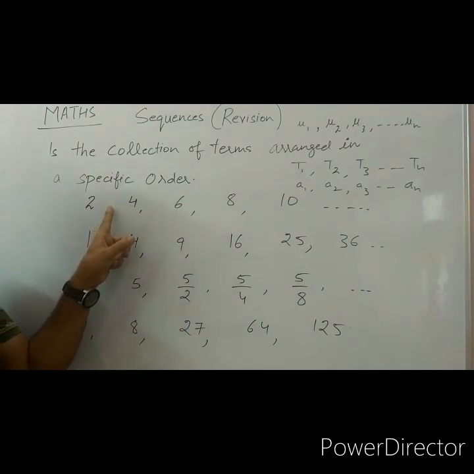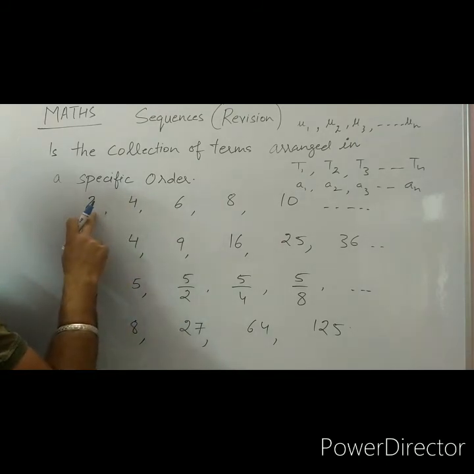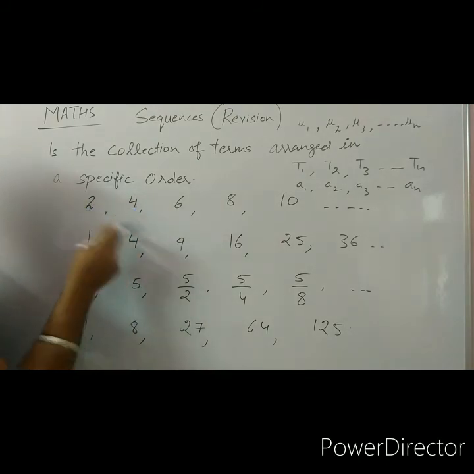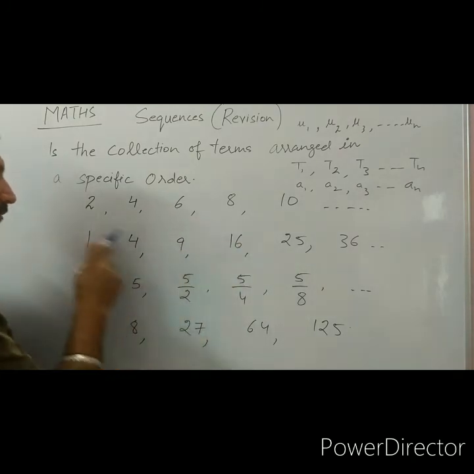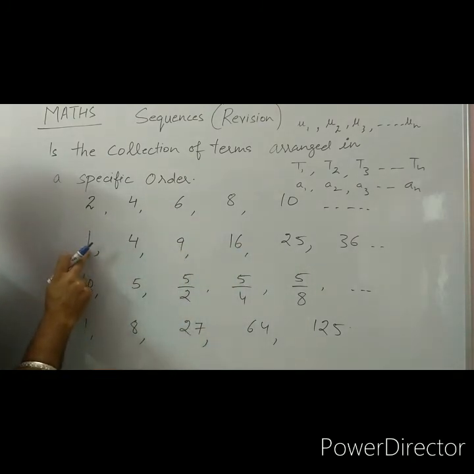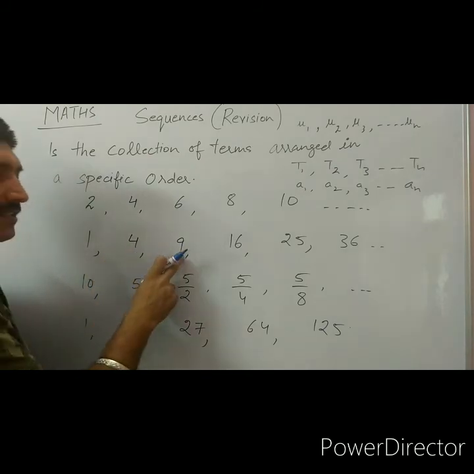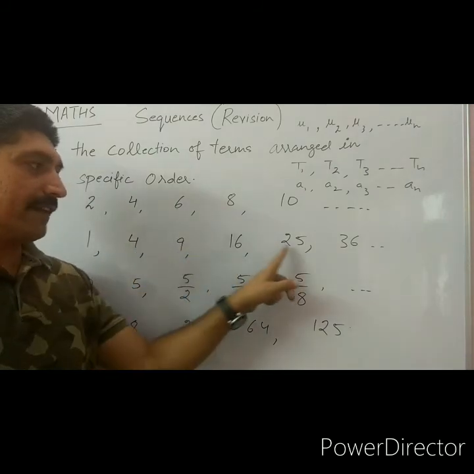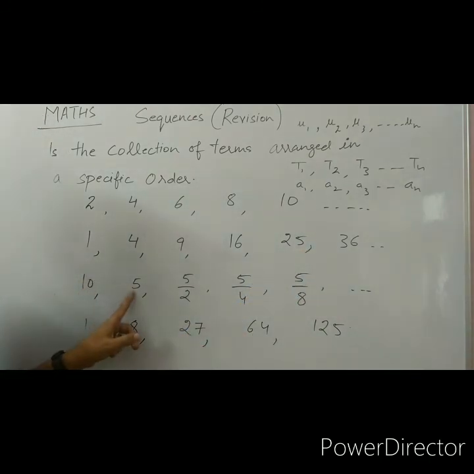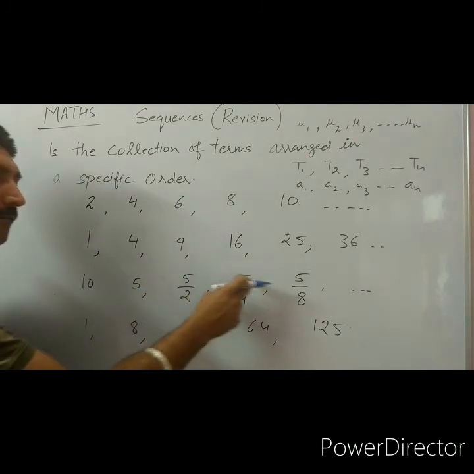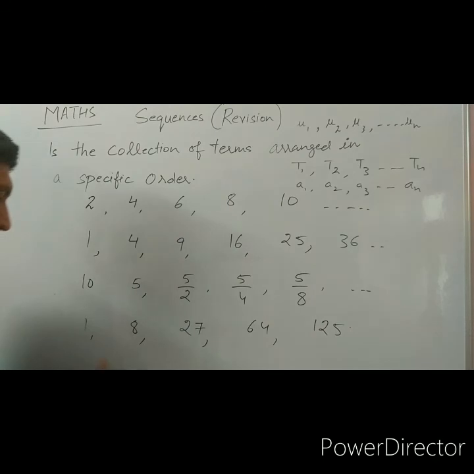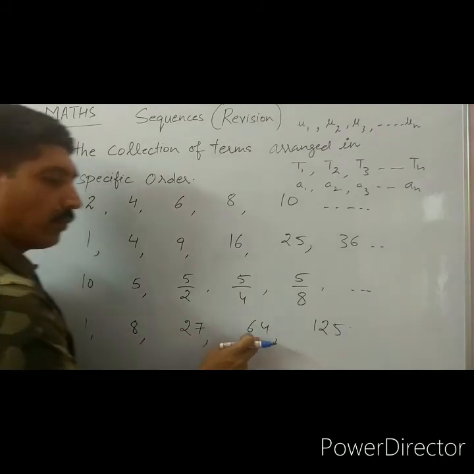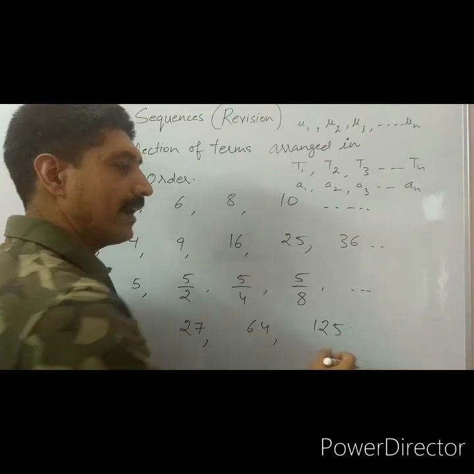Here we have U1 is 2, U2 is 4. Similarly in this sequence, the first term is 1, 1 square is 1, 2 square is 4, 3 square is 9, 4 square, 5 square. Here the rule is half of 10 is 5, half of 5 is 5 by 2, half of 5 by 2 is 5 by 4, and so on. Whereas in this sequence, 1 cube, 2 cube, 3 cube, 4 cube, 5 cube, 6 cube, and so on.